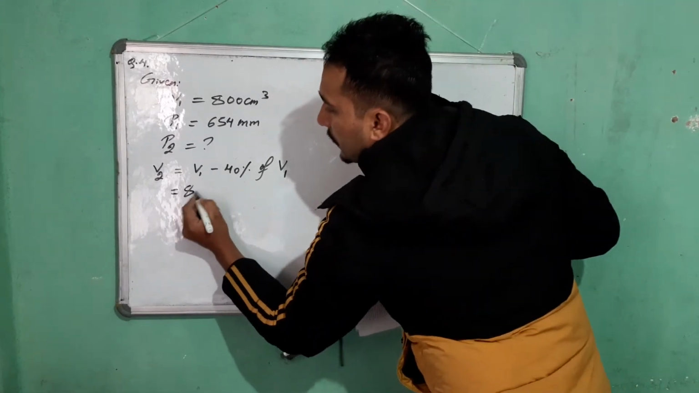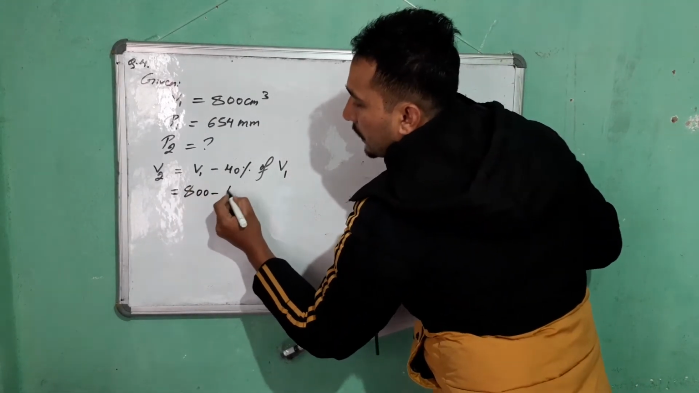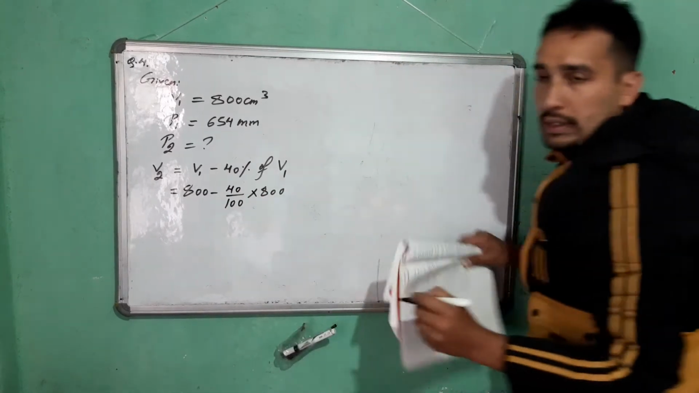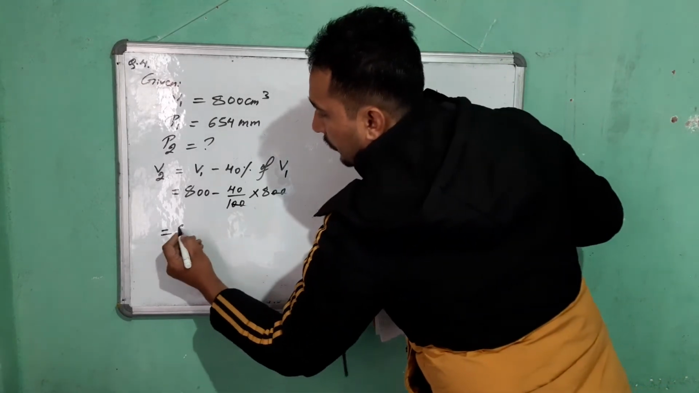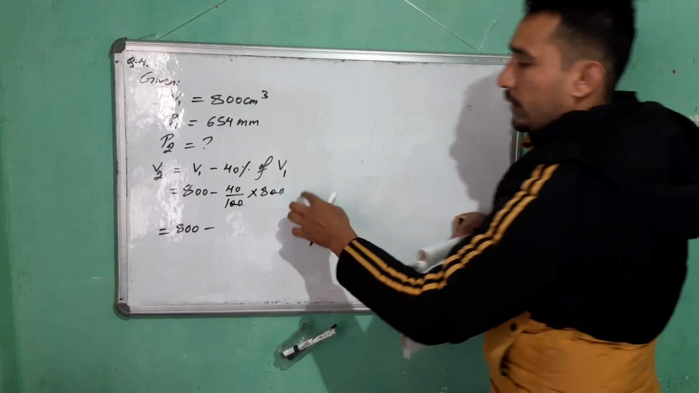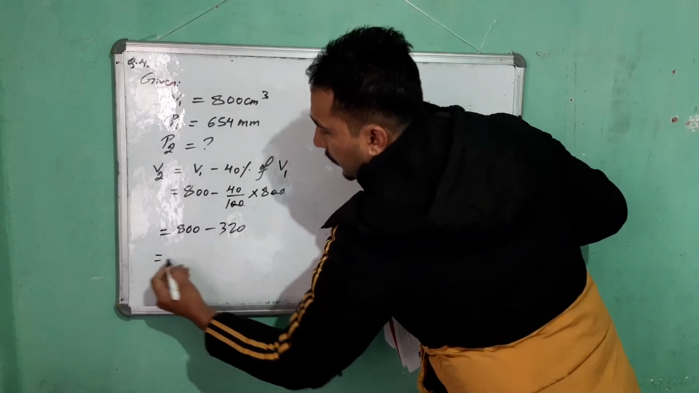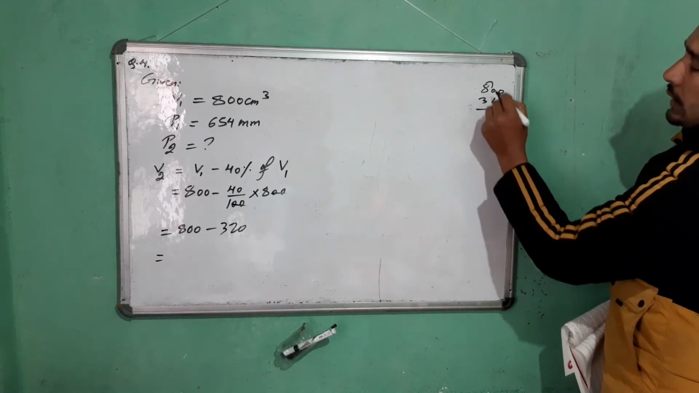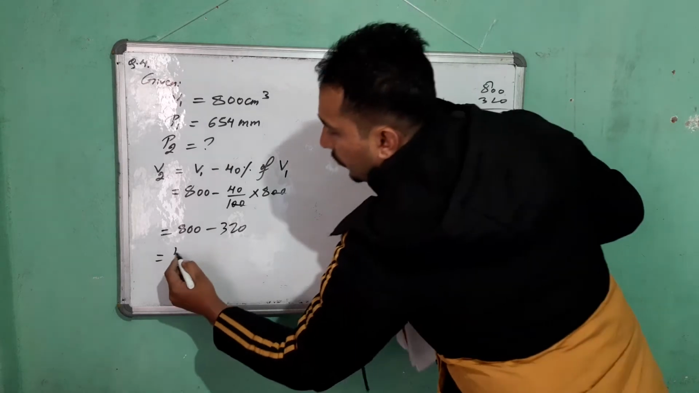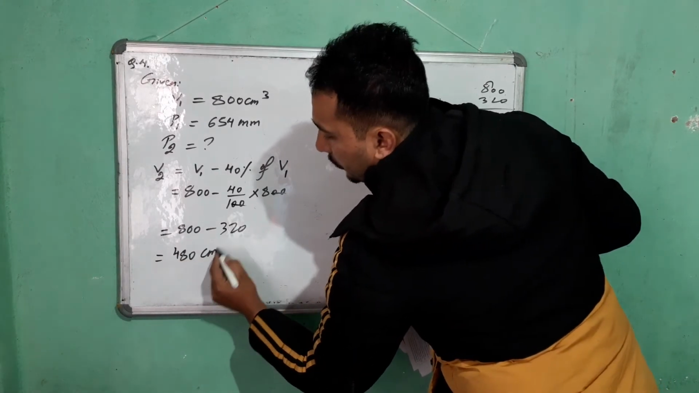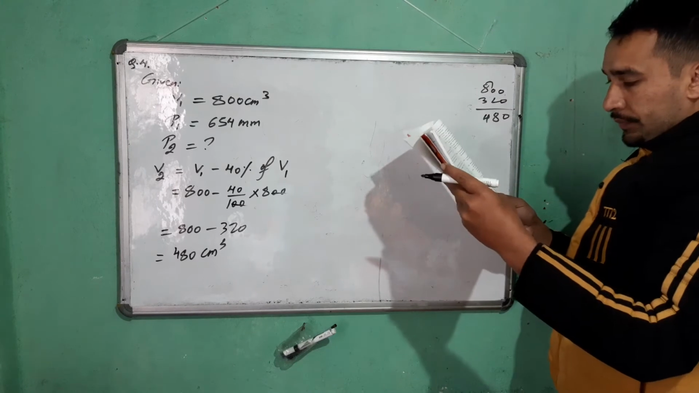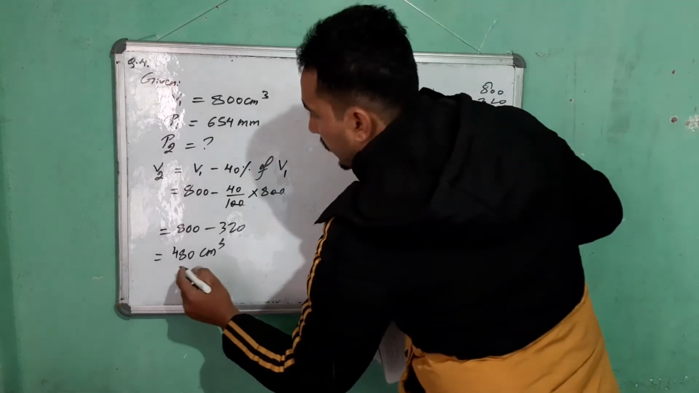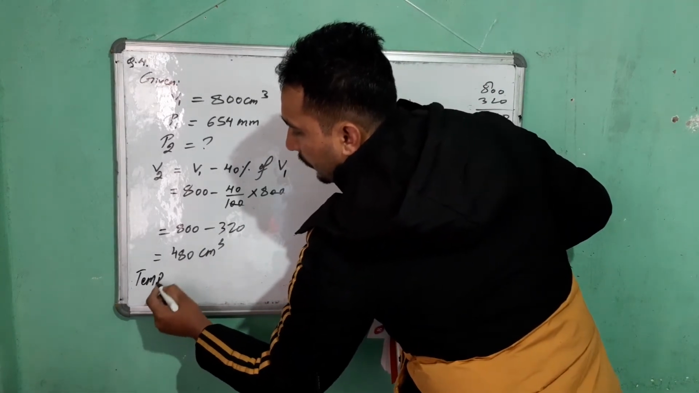Okay, so let's simplify this. V1 is 800 minus 40 divided by 100, percentage means divided by 100, of means into V1, which is 800. So this and this get cancelled. 800 minus 40 into 8, 4 eights are 32, 320. 800 minus 320 is 480. 480 centimeter cube. Temperature remaining constant.